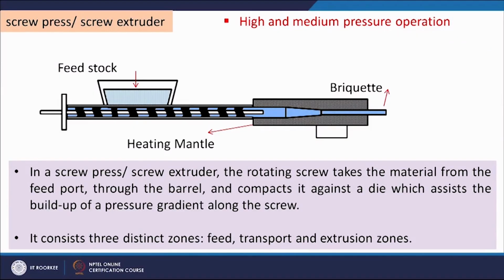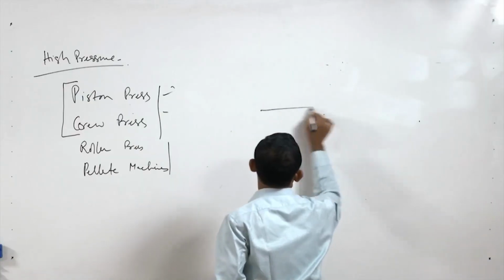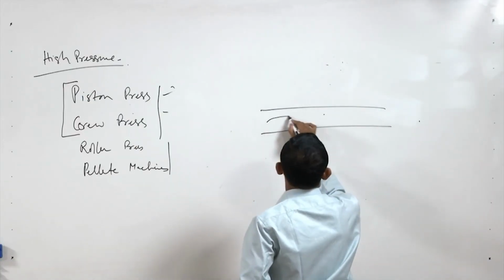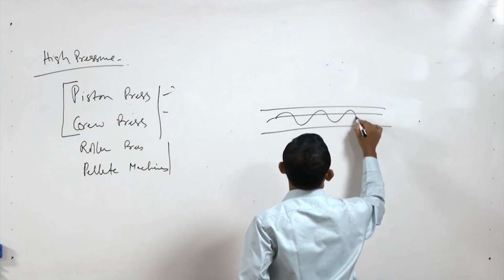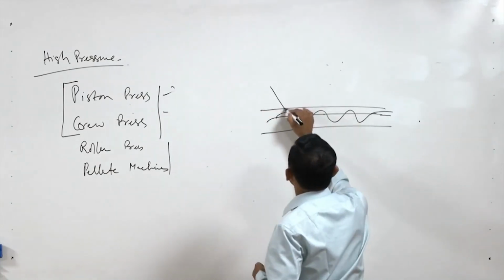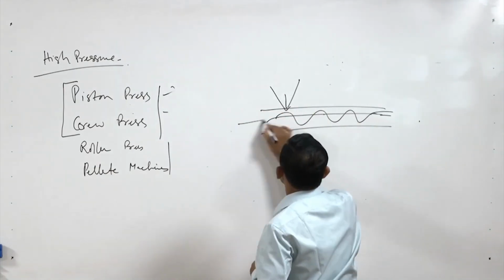We see here a schematic diagram of the screw extruder. The feed material enters into the screw. The screw has a shaft which rotates, and due to the rotation the material gets some velocity and moves in the forward direction. See, if this is our screw shaft, the material is coming here. So, this is some movement.